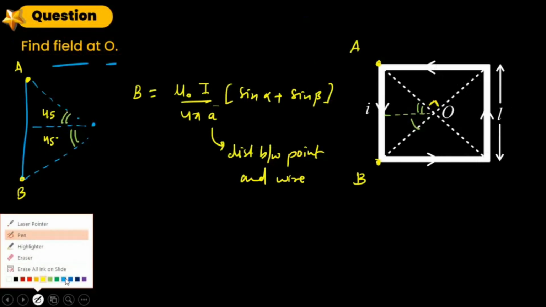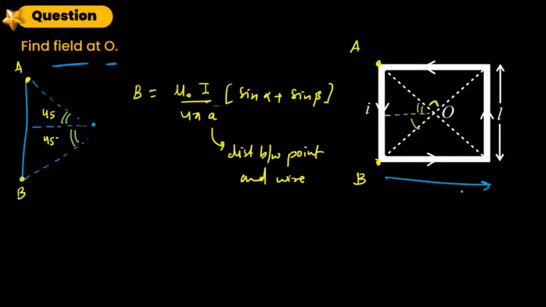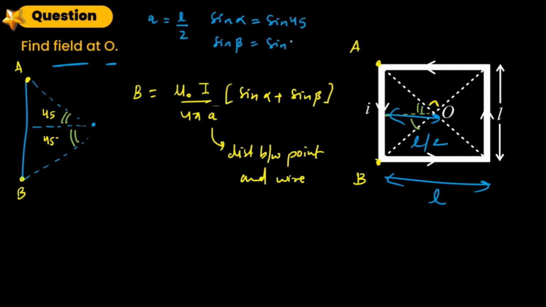This whole length is L, so half length is going to be L by 2. So can I say my A would be L by 2? Also, sine alpha is sine 45, and sine beta is also sine 45. What is the value of sine 45? Tell me. 1/√2.